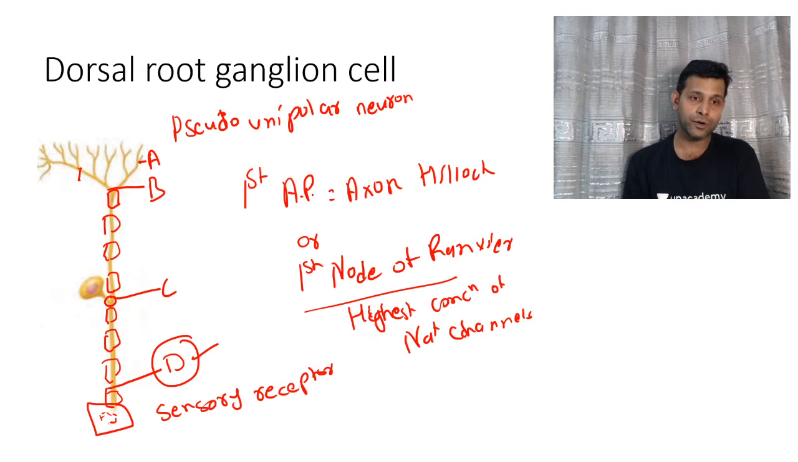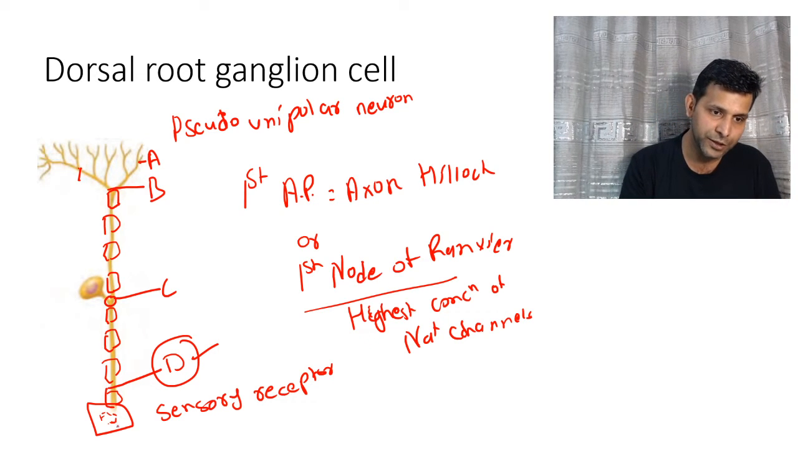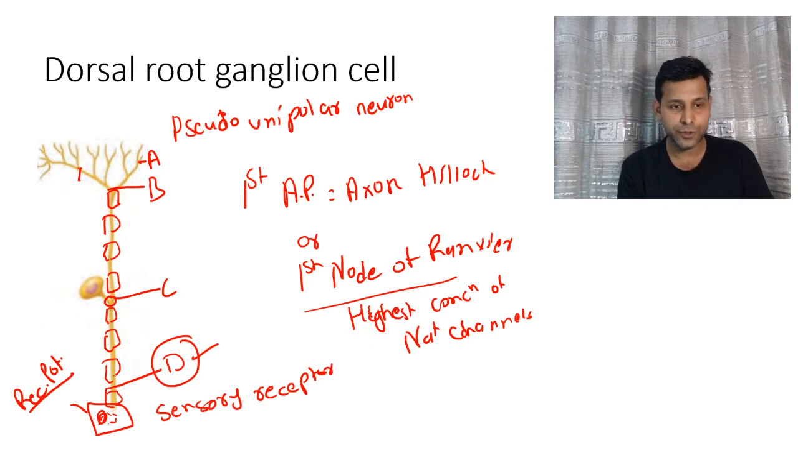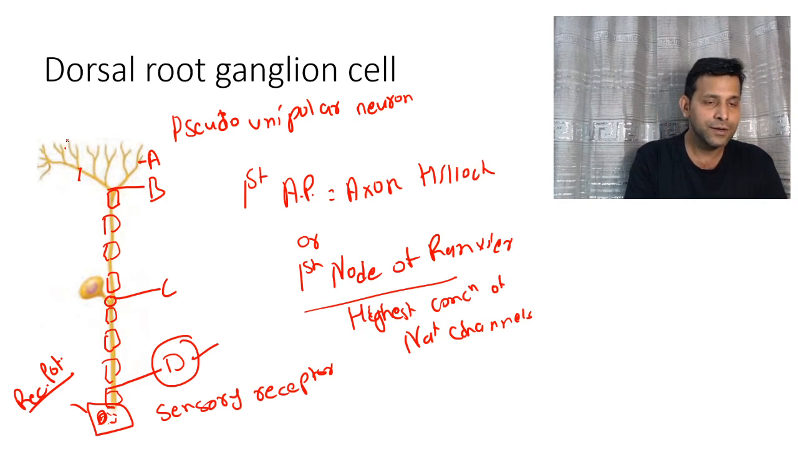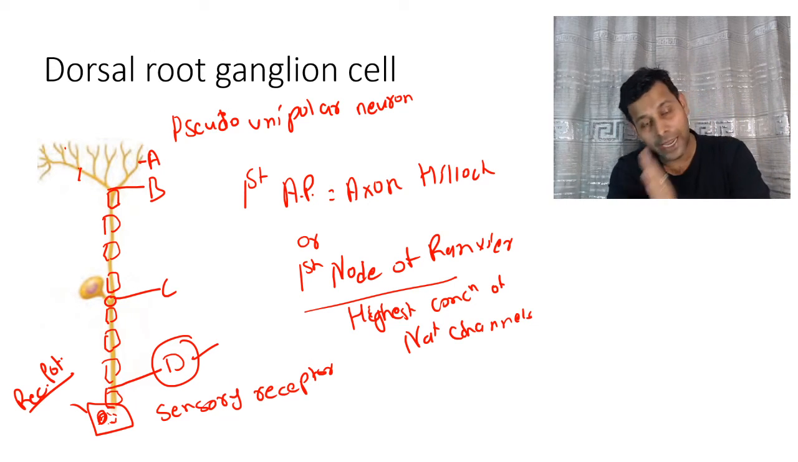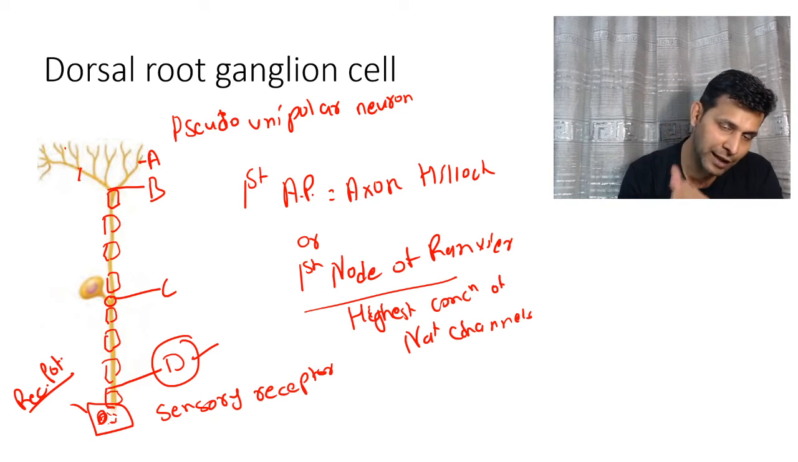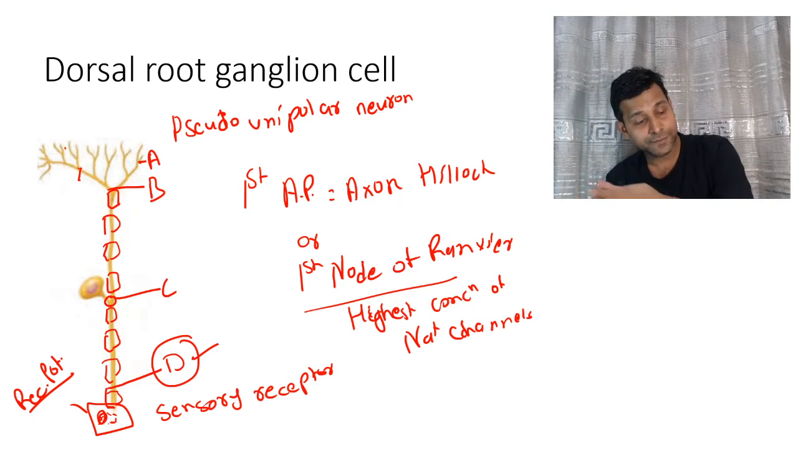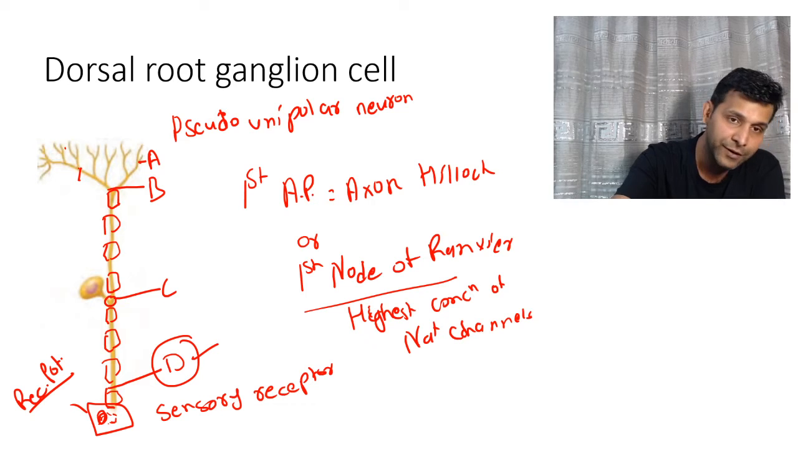In pseudounipolar neuron, since the receptor generates a receptor potential, that receptor potential gets converted to action potential in the first node of Ranvier, and it is carried to the cortex. Moving to the next part now, the glial cells. There are 6 types of glial cells. 4 glial cells are associated with the CNS and 2 glial cells are associated with the PNS. Let us look at them one by one.